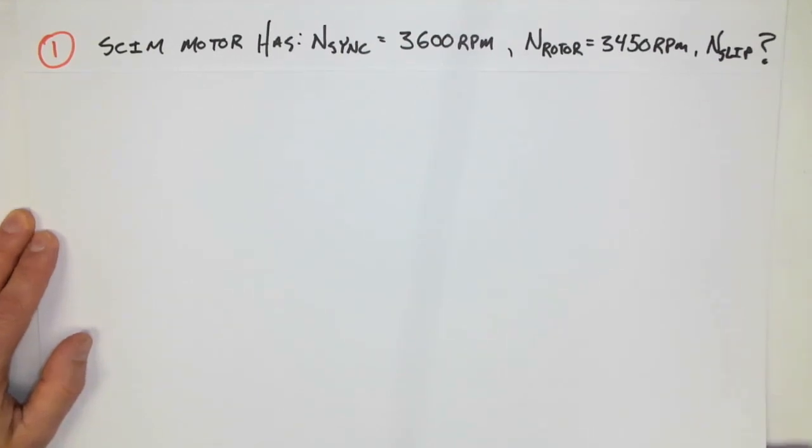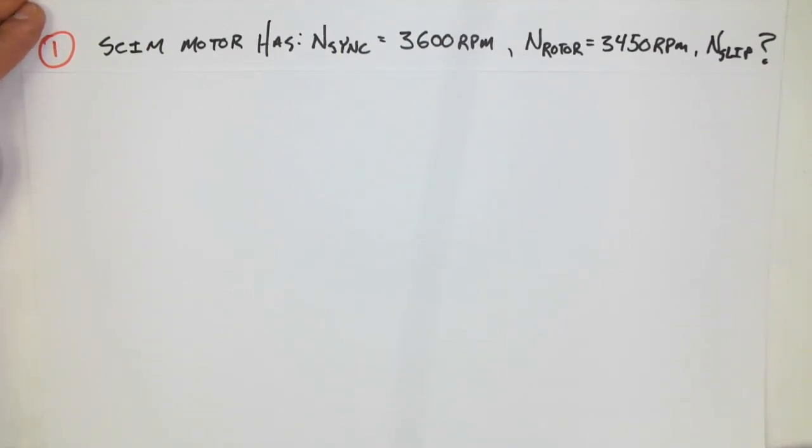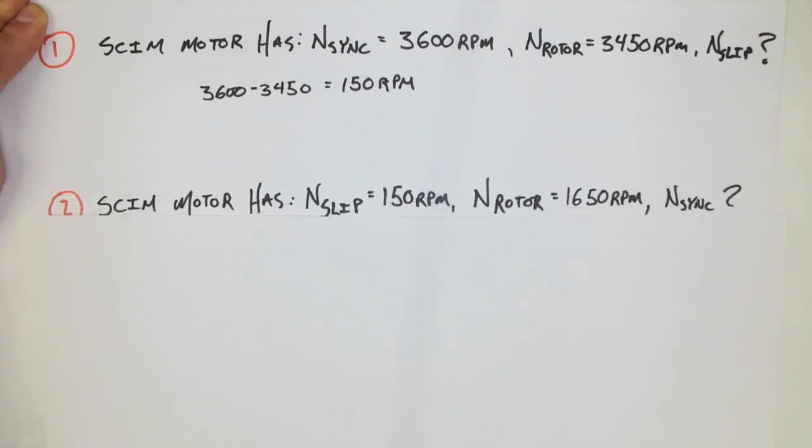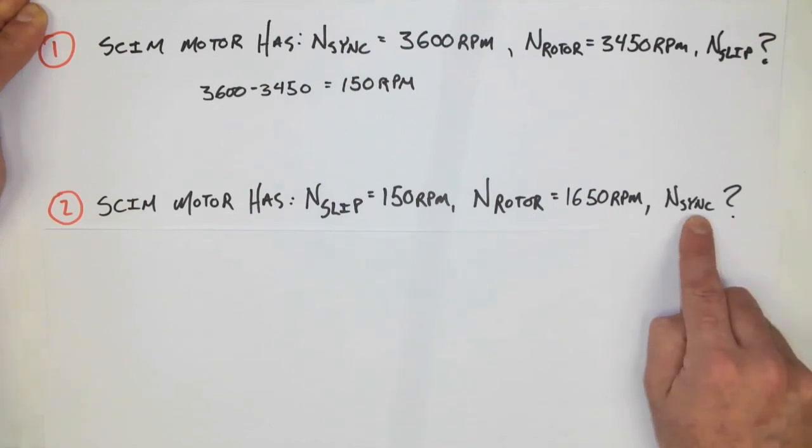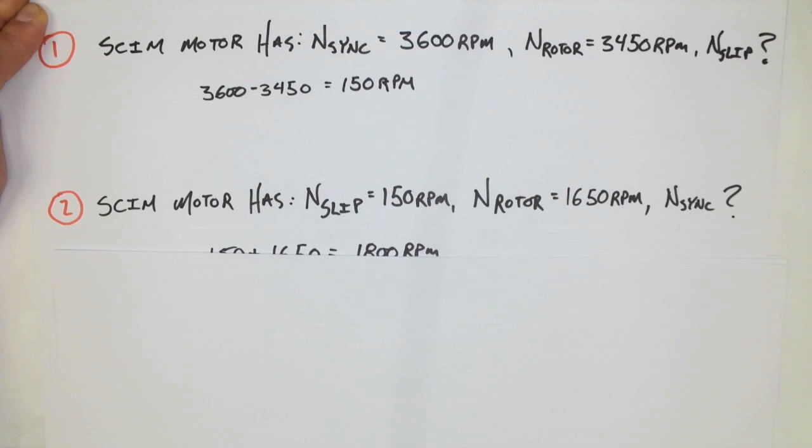The first one is I have a SCIM motor, and it has a synchronous speed of 3,600 RPM and a rotor speed of 3,450. What is the slip speed? Well, we simply take 3,600 minus 3,450, and we end up with 150 RPM. That would be the slip speed. The second question, SCIM motor, it has a slip of 150 and a rotor speed of 1,650. What is the synchronous speed? Well, in this situation, all we're doing is manipulating that equation, so it's 150 plus 1,650, 1,800 RPM.